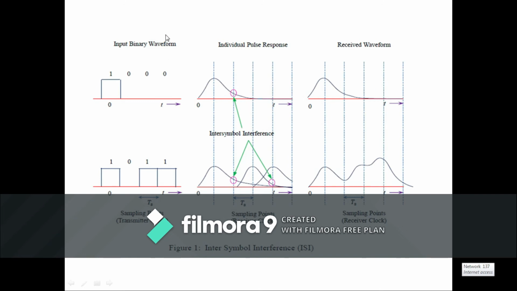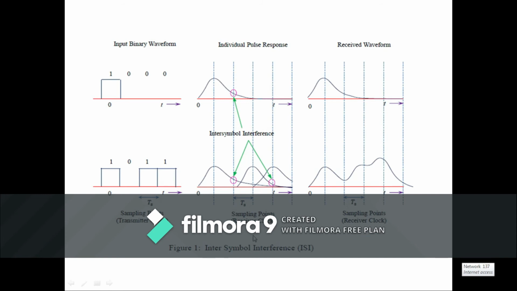But what happens at the sampling point of the transmitter clock? Here the data 1011 is transmitted. Where there is logic 1, a pulse is available. Then for logic 0, no pulse is available. Here there is logic 1 and logic 1, so there are two pulses. These two pulses will be available here.